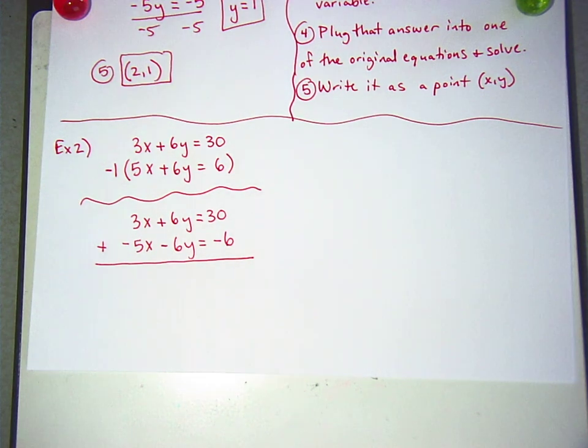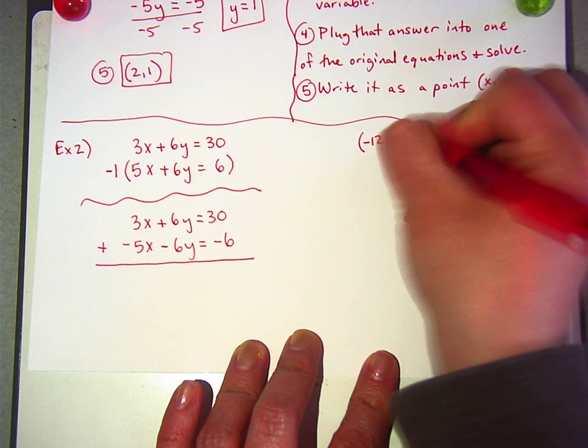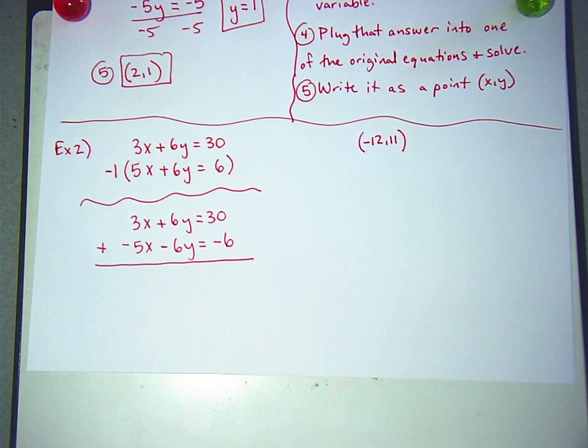All right, finish the problem with your partner. The correct answer is negative 12, 11. Do all the steps together. Talk.